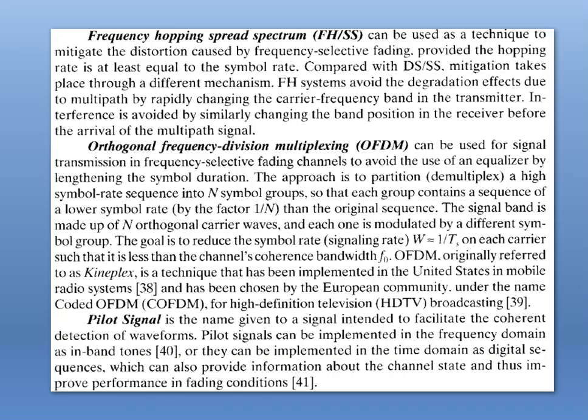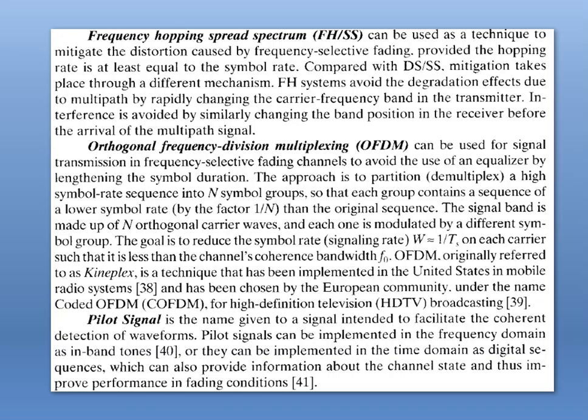Orthogonal frequency division multiplexing, originally referred to as Kineplex, is a technique that can be implemented in the United States in mobile radio systems and has been chosen by the European community. Under the name coded OFDM, it is used for high definition television broadcasting. Now it plays an important role in MIMO systems as well as in massive MIMO systems. By using OFDM in the channel, the receiver, and the transmitter, we develop MIMO and massive MIMO systems.